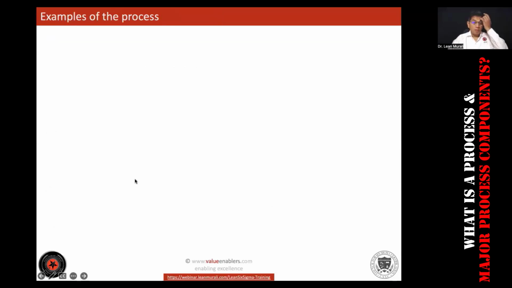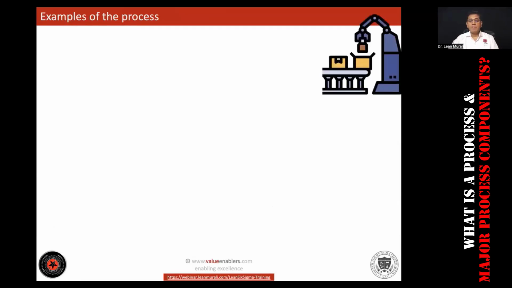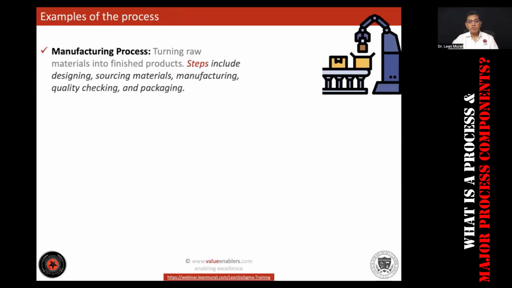Superb. Now let's see some examples of this process. This is a manufacturing process, turning raw material into finished goods. The steps in manufacturing are designing, sourcing of material, manufacturing, quality checks, and packaging. How many of you are from the manufacturing industry? Type MFG in the chat box if you are from the manufacturing industry. I want to see how many of you are from the manufacturing industry.